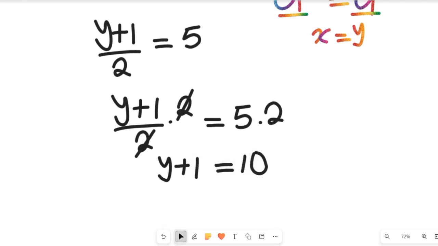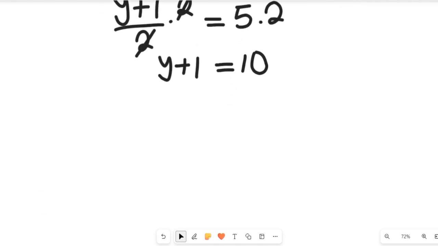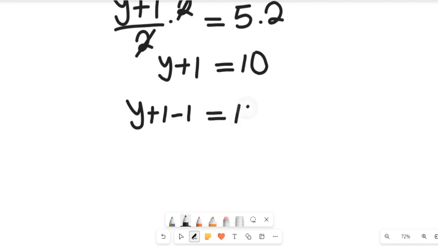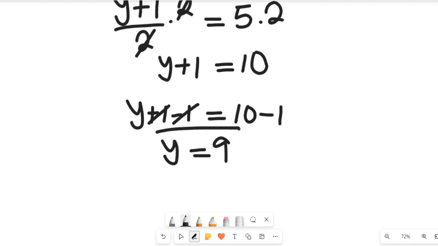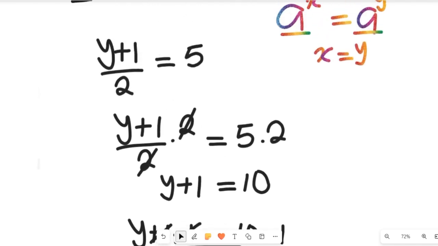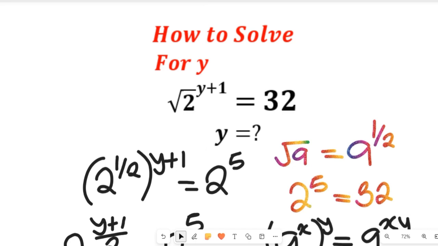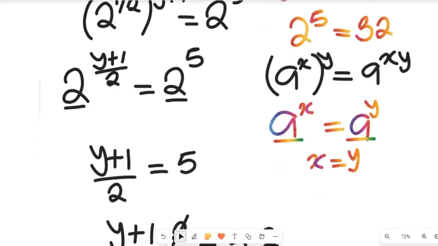Great. Now having done that, we can simply subtract 1 from both sides to get the value of y. So y plus 1 minus 1 equal to 10 minus 1. With this, 1 will clear 1, and then we'll have y equal to 10 minus 1, which is 9. So the value of y that satisfies that nice algebraic expression is y equal to what?